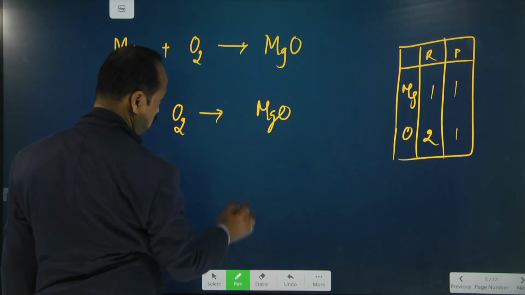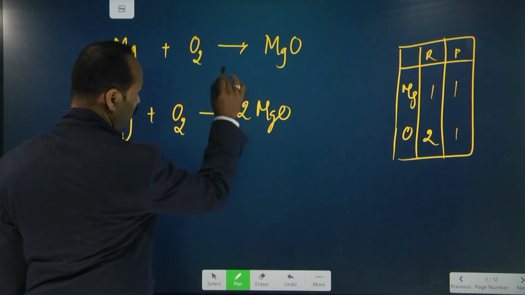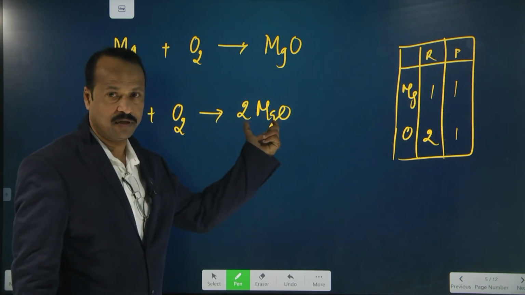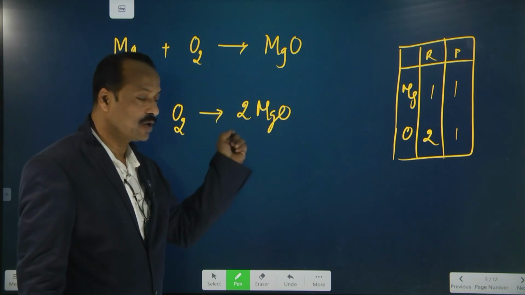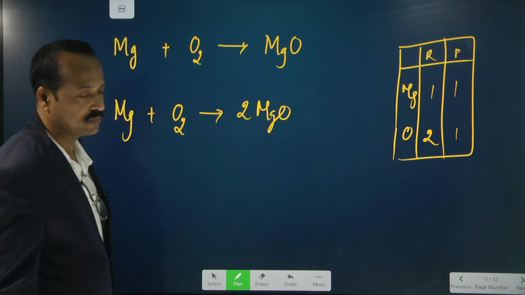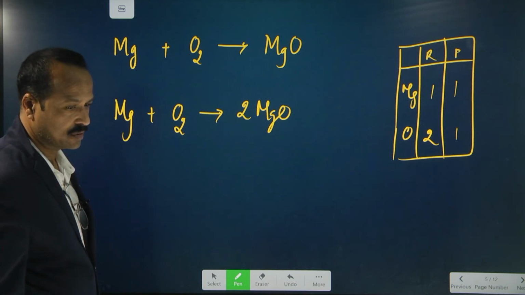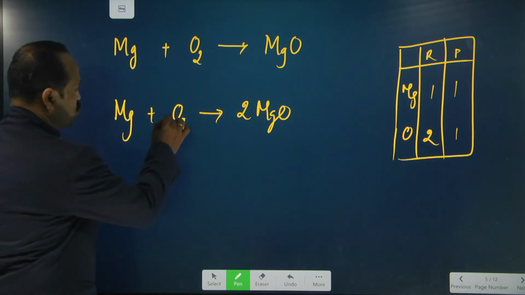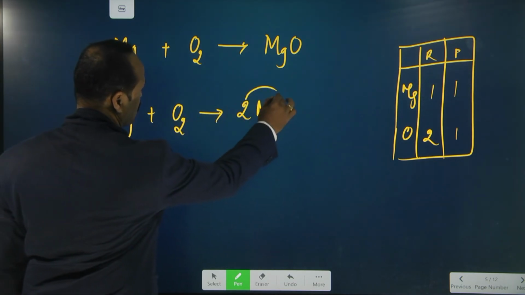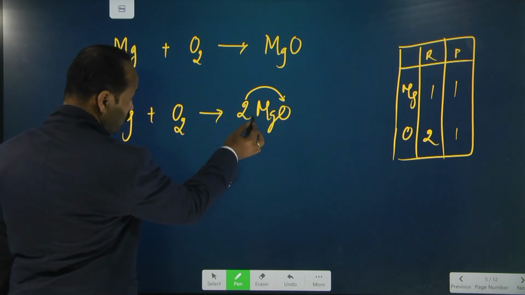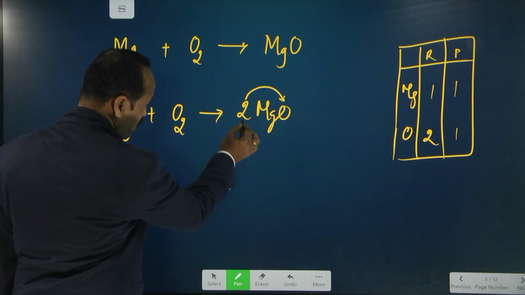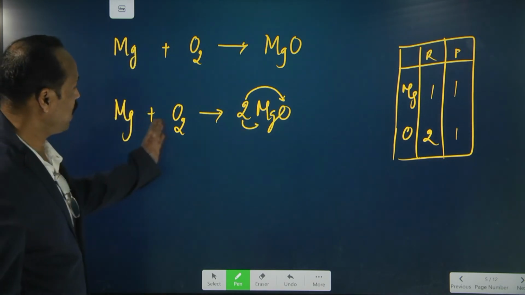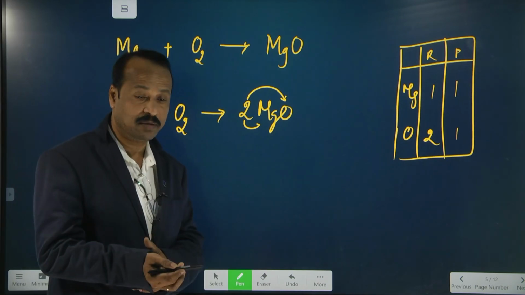Then where do you write? Always write in front of the compound. Whatever compound is forming here, before that compound you have to write the 2. Is this clear to you? When you write 2 here, then what happens? 2 oxygens here, 2 oxygens here, balanced. But here we have written 2 in front of magnesium oxide, so the meaning is that magnesiums are also 2 here now, but here only 1 magnesium is there. Now we balanced oxygen, but magnesium becomes unbalanced. Yes or no?